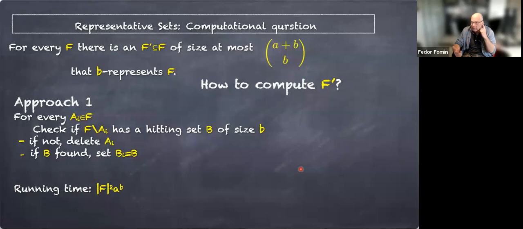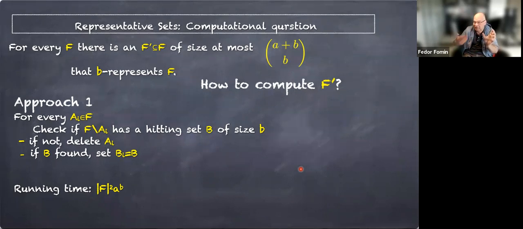Again, I'm searching for the set B_i, which doesn't intersect A_i and which intersects all other sets in the family, right? If there's no such set, then I just delete A_i, and if I found such a set, I can say, oh, this is exactly the B_i which is paired with A_i, because it doesn't intersect A_i and it intersects all other sets, right?